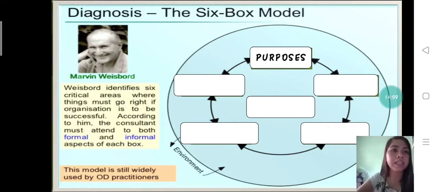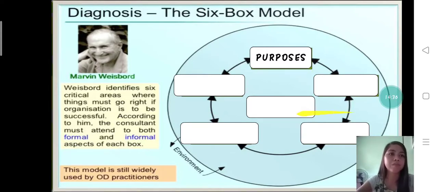So one is the purposes. When we say purposes, are the employees clear about the organization's mission, purpose, and goals? Of course, there is a need to have purposes. Do they support the organization's purposes? So that is the question of how we develop our organizations by having purposes.